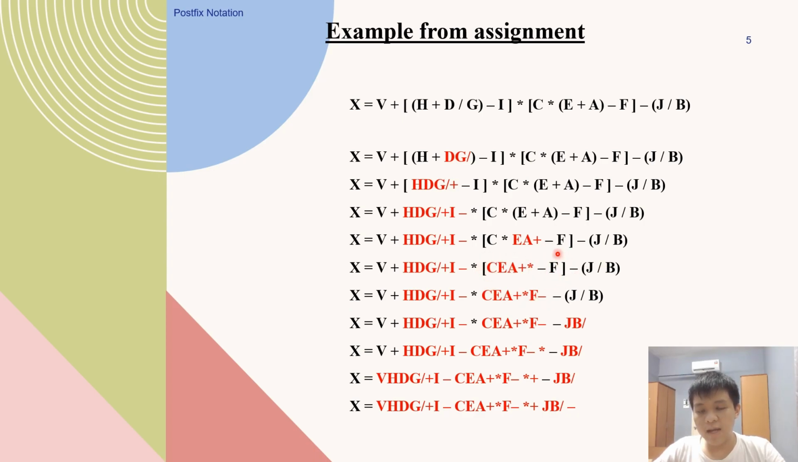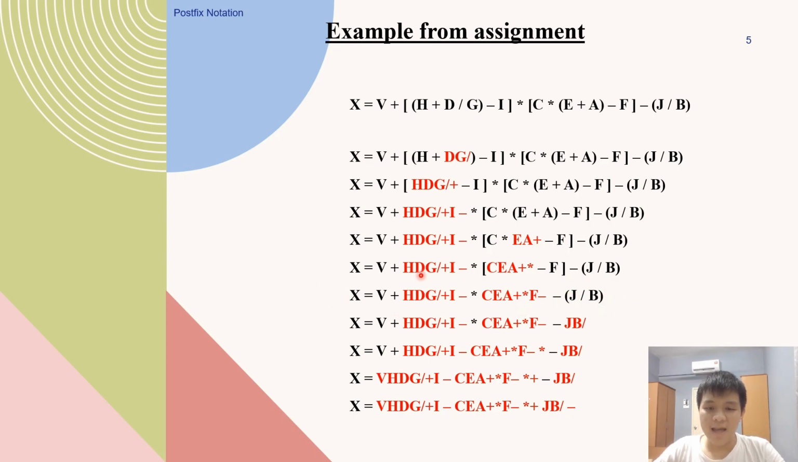We still have the subtract and F, so move the operator to the back. C, E, A, add, multiply, F, subtract. And this will be the same if we convert to postfix notation. We can delete the bracket. It isn't needed anymore.